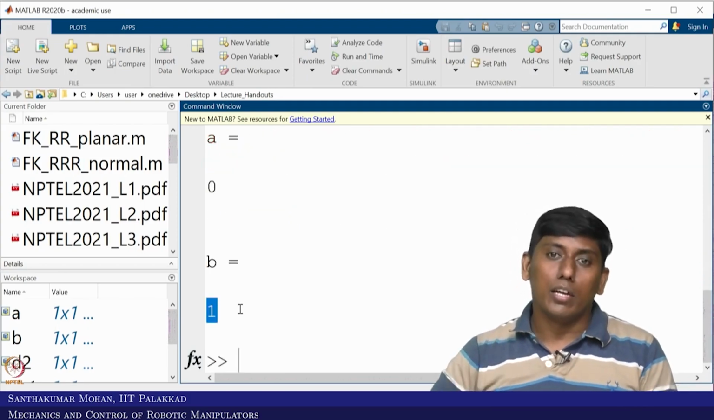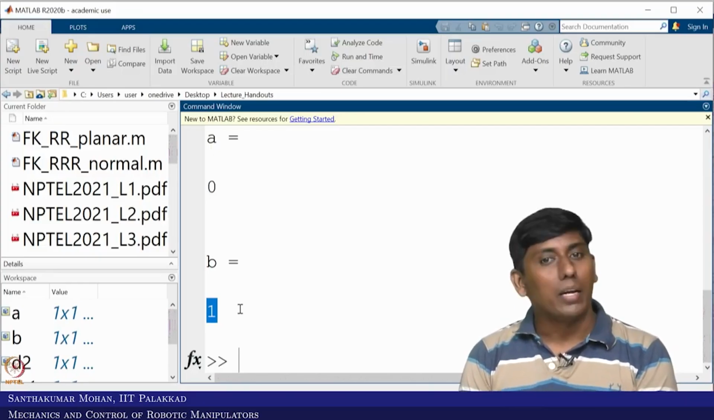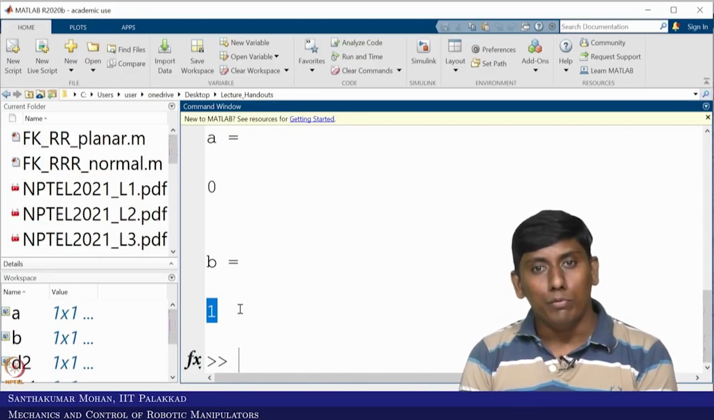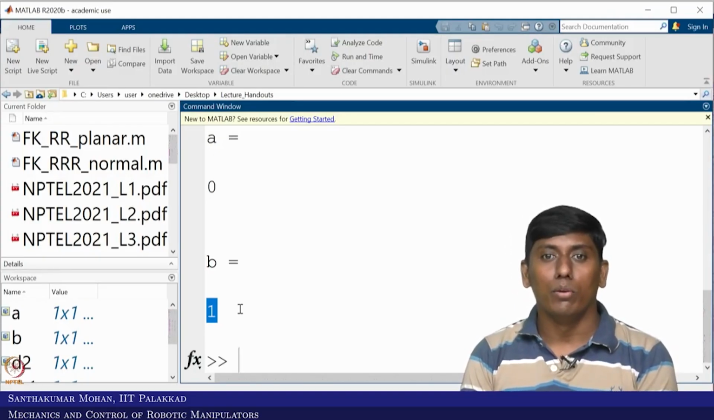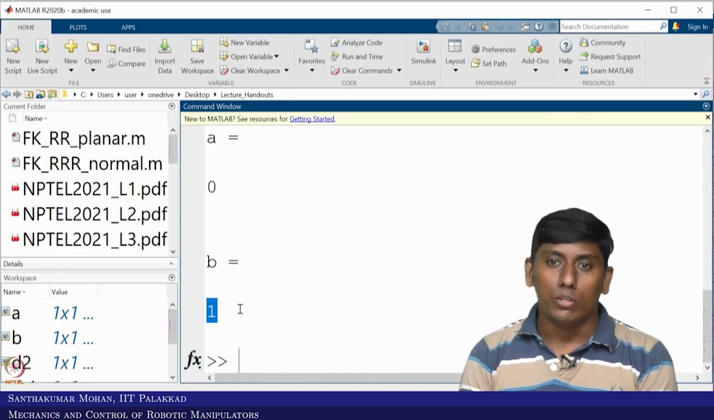So like that you can use even Matlab for solving the inverse kinematic solution, but I don't recommend that. If you want to solve the inverse kinematic solution, you had better go with a numerical method. The next lecture would be talking about numerical methods.